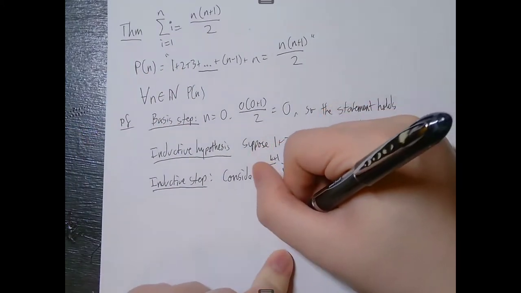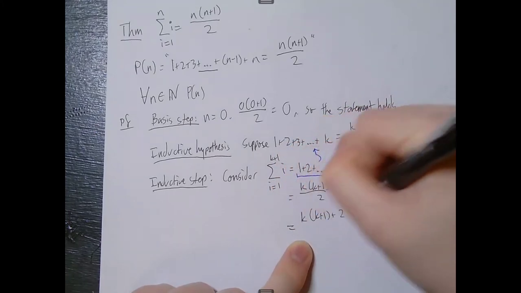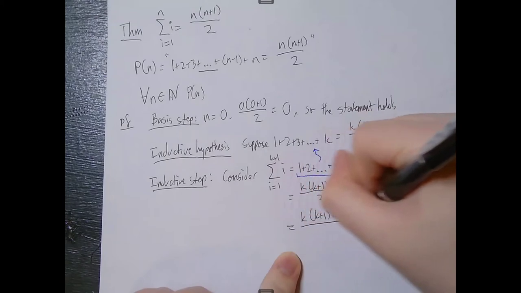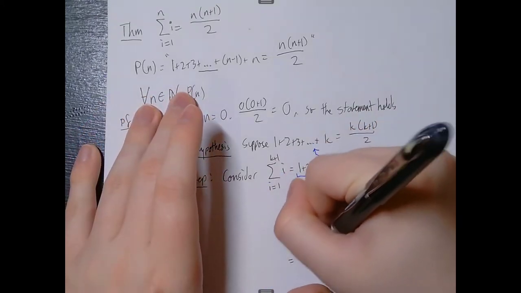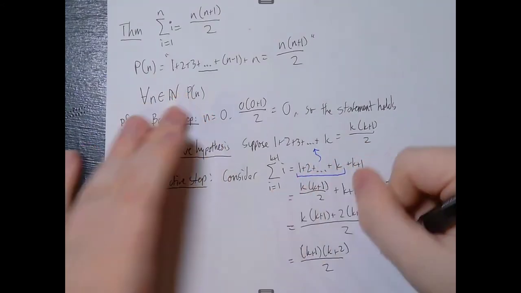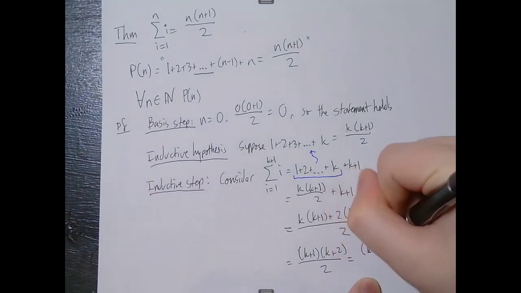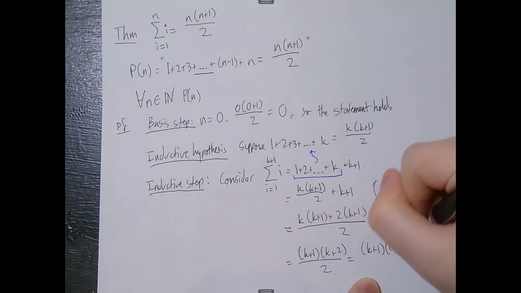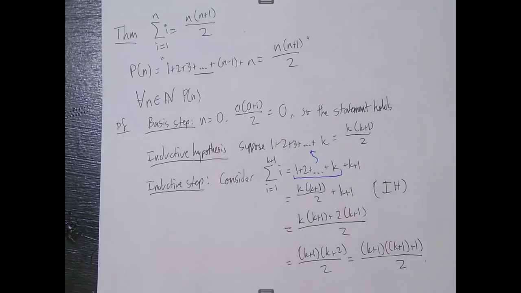Then just doing some more algebra, this equals k times k plus 1 plus 2 times k plus 1 over 2. And then applying the distributive law, we have k plus 1 times k plus 2 over 2. And then I'll simplify this to make it look more like the theorem, that this equals k plus 1 times k plus 1 plus 1 all over 2. So therefore, by the principle of mathematical induction, this statement holds here.